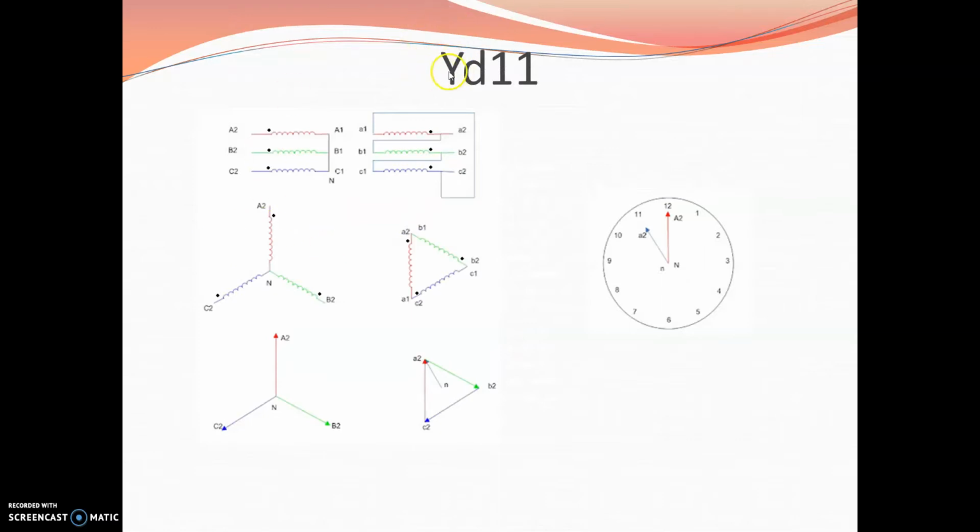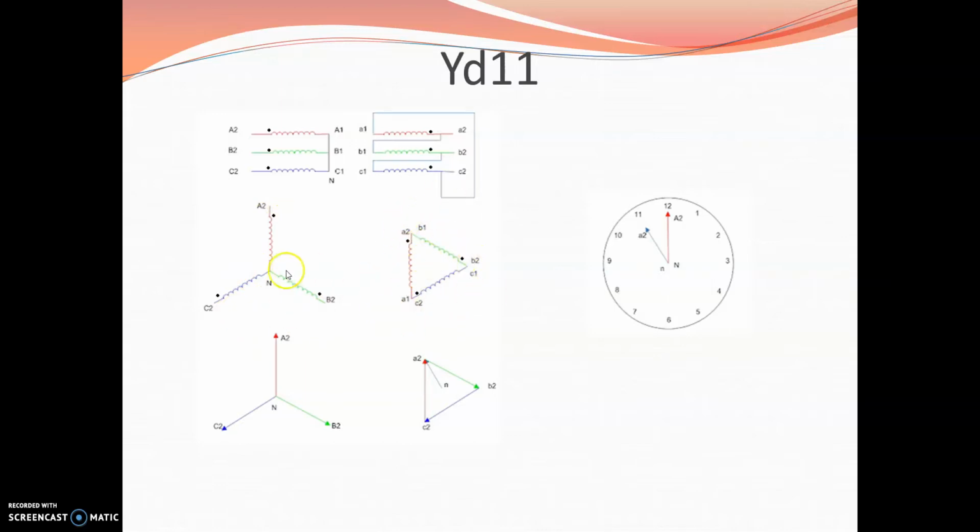In this diagram, the primary is connected in star, the secondary is connected in delta, and the clock is showing 11 o'clock. That is a 30 degree phase difference between primary and secondary, A2 and a2. That means the phase difference between capital A2 and small a2 should be 30 degrees. With respect to this A2, you need to mark B2, C2.